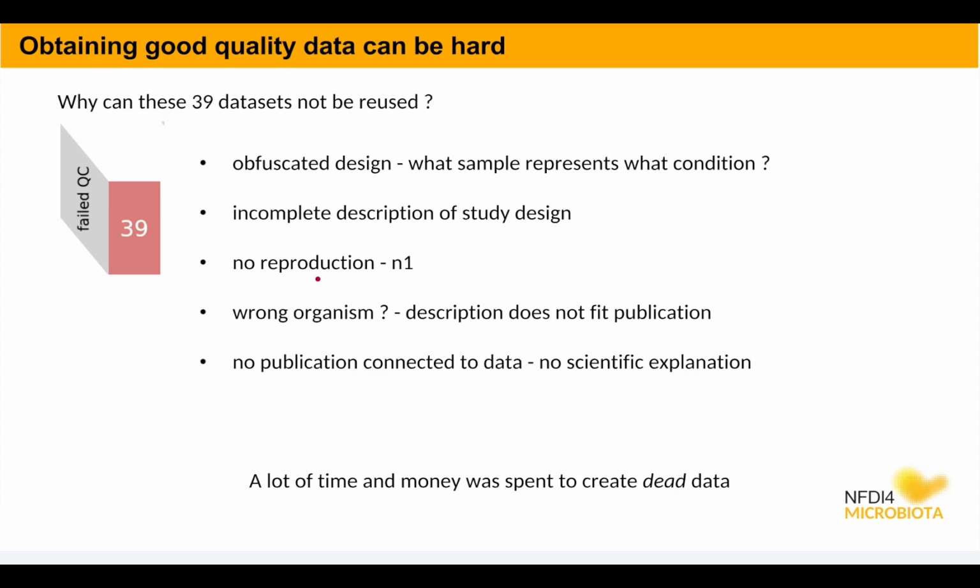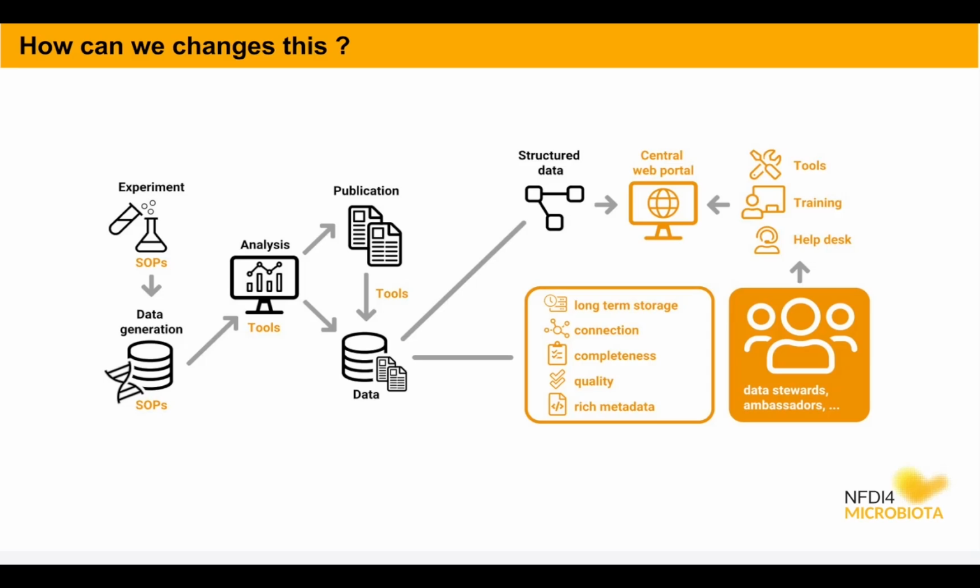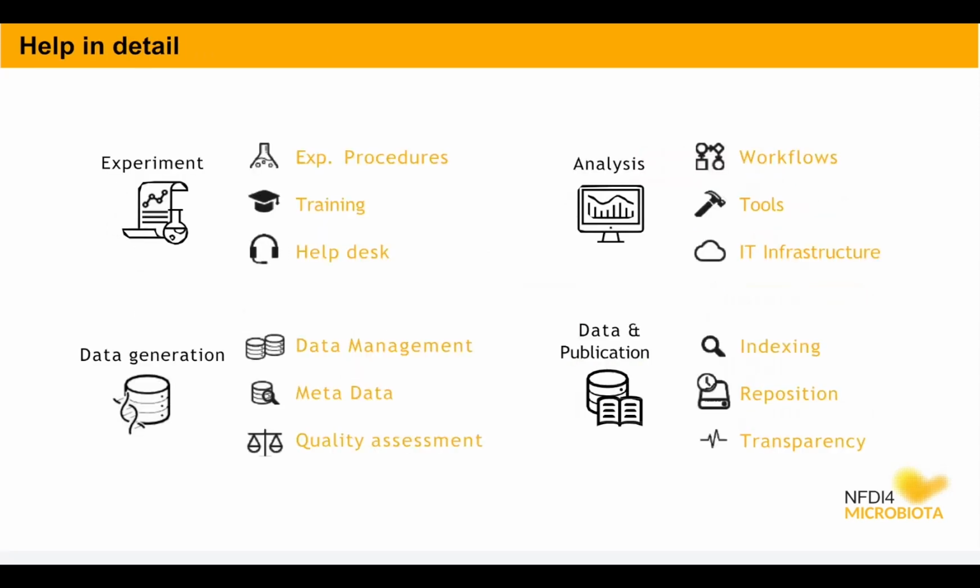What was done? So basically, those 39 represent a lot of time and money that was spent on data that is basically dead. No one can reuse it anymore because you don't really know what it is. And this is something we would like to change or to make less often happening. So coming back to this slide, how can we change this? By standardizing as much as possible to make the stuff easier to access.